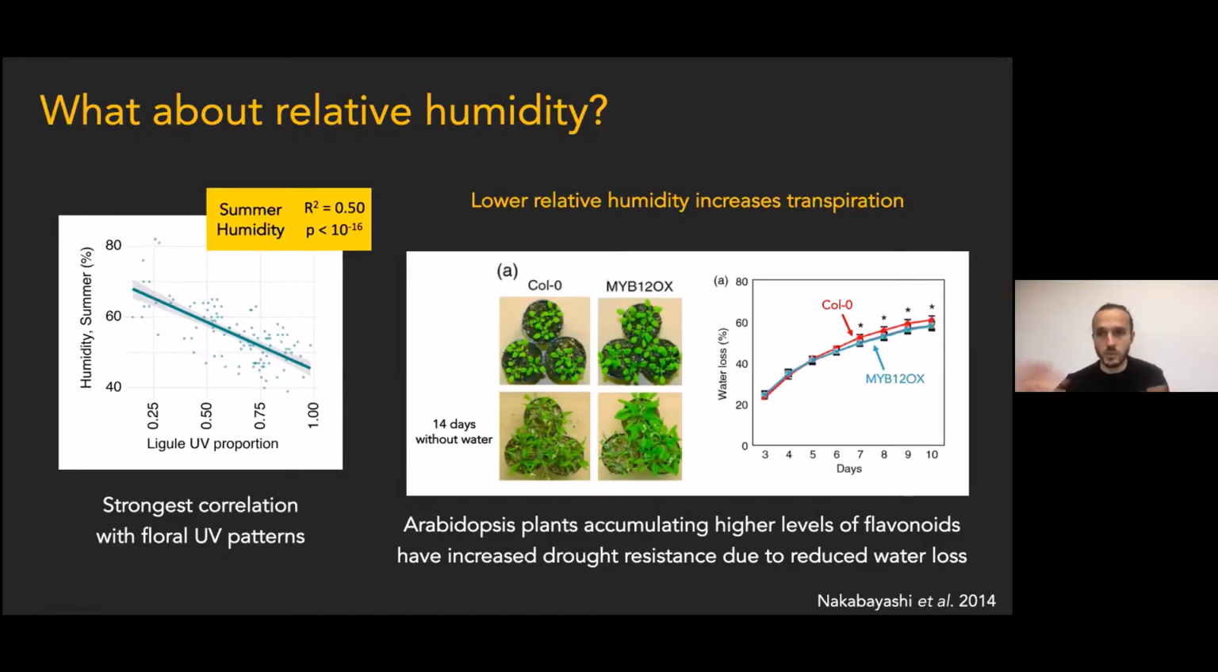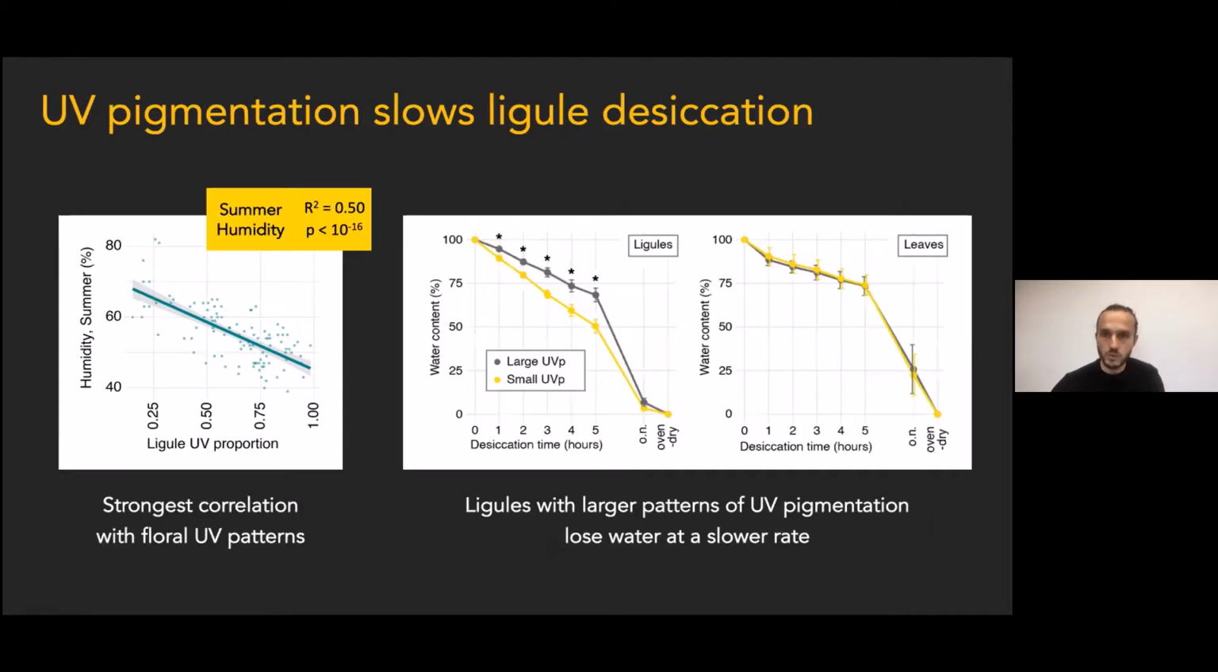So we thought it would be worth checking if that's the case also for sunflower petals. So we took 16 lines of wild sunflowers, plucked a few petals from each of them, put them to dry and checked how quickly they would dry. And we found that plants that had small UV patterns, so that had lower levels of accumulation of flavonoid, dry up much faster, so lose water much faster than plants that have instead large UV patterns, so accumulate more flavonoid.